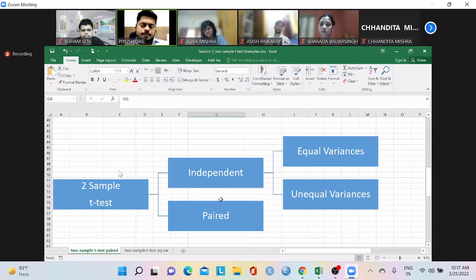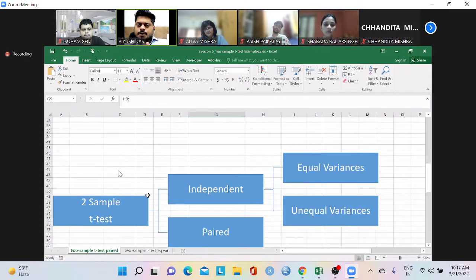Finding which is a paired two sample t-test and which is an independent two sample t-test, that is the difficult part, right? Again, you need practice and some bit of understanding. But definition wise, is it clear, or any questions, any doubt?